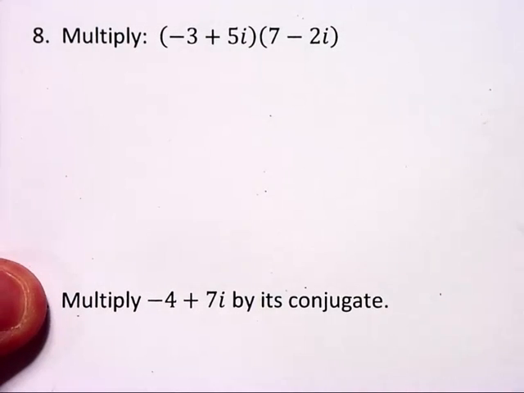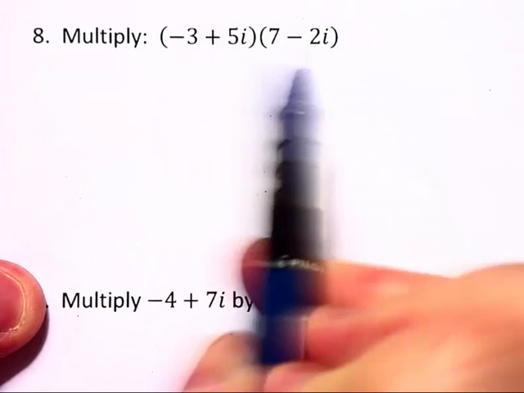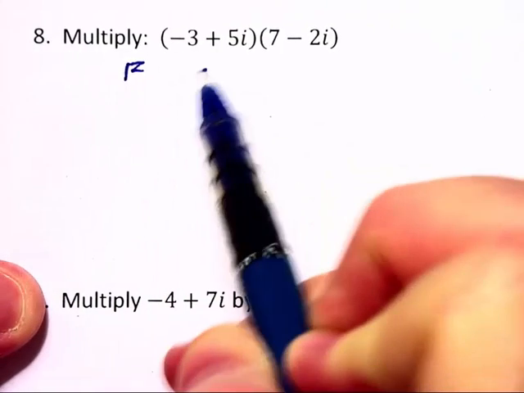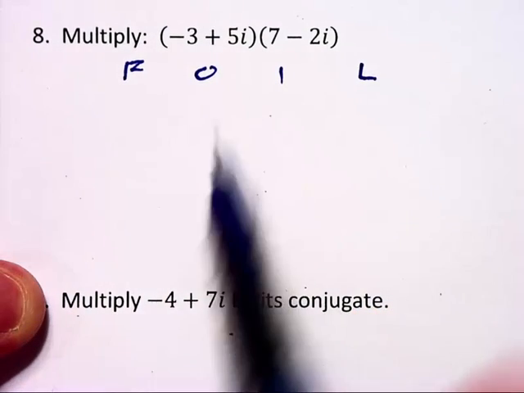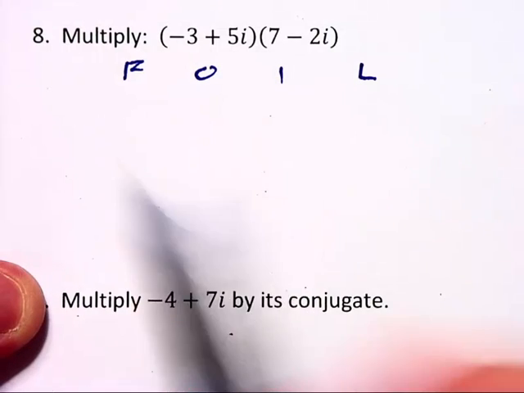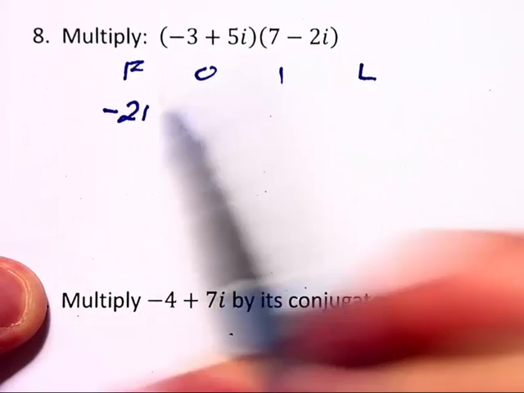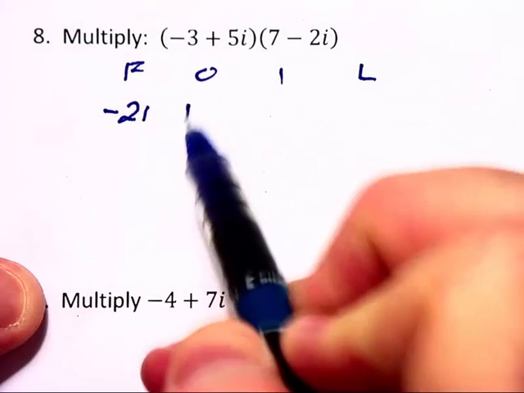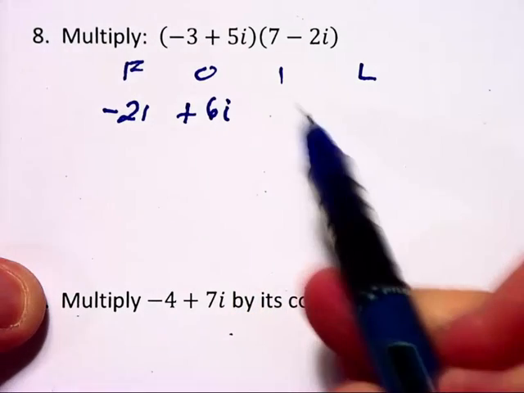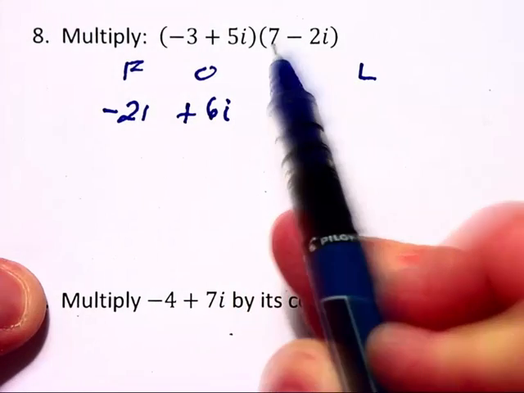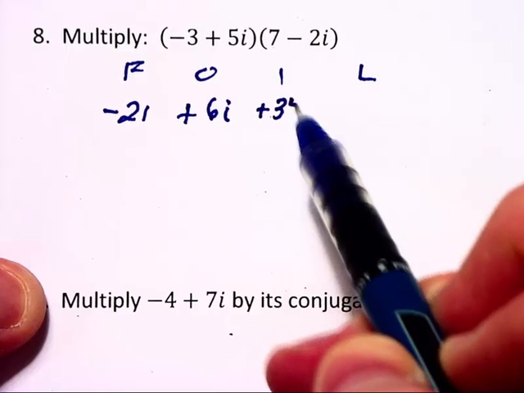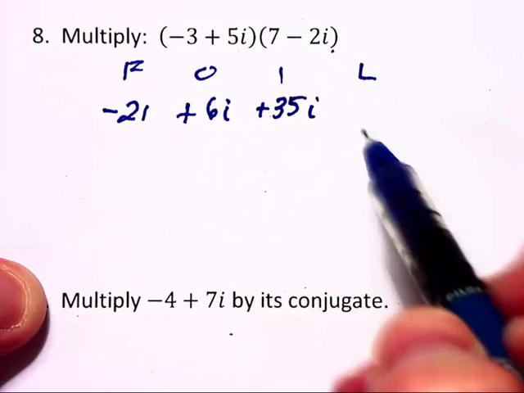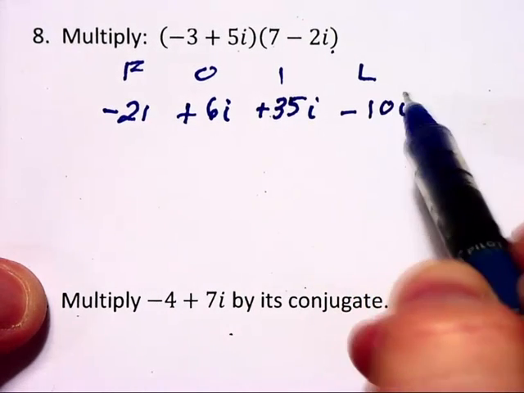On this next problem, we can multiply, and since there are binomials in each parentheses, we can use the FOIL process. So here we go, F, O, I, and L. The F part of FOIL is negative 3 times 7, which is negative 21. O for outer stands for negative 3 times negative 2i, which is positive 6i. I for inner is positive 5i times 7, which is plus 35i. And the L part of FOIL, positive 5i times negative 2i, gives us negative 10i squared.